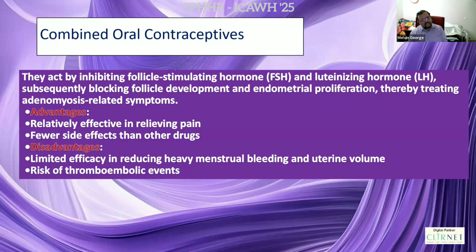It can be effective in relieving the pain, and compared to other drugs, the side effects are much lesser. But again, the efficacy in reducing the uterine volume is relatively less. And we all know oral contraceptive pills have this problem: in patients who are above 40 years of age, who are already at a risk for thromboembolic phenomena, it is not a very wise choice to give them oral contraceptive pills for a long period of time. It can increase the risk of thromboembolic phenomenon, so it can be avoided in people who are slightly older.